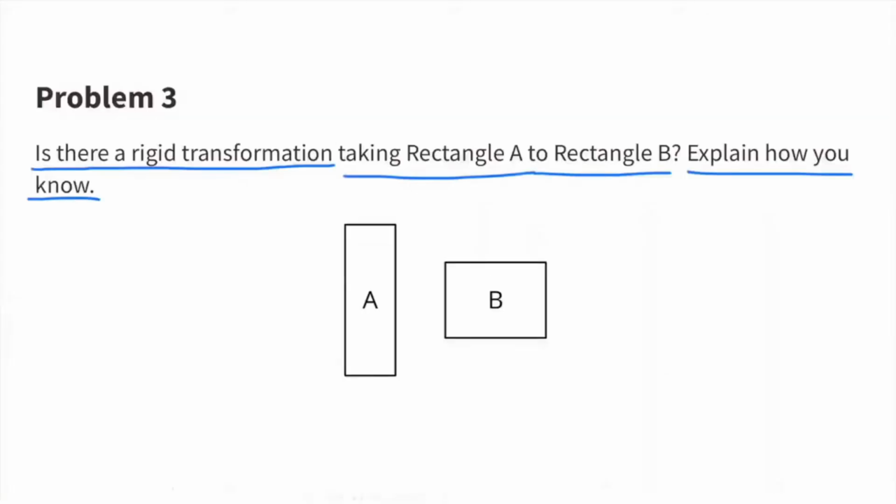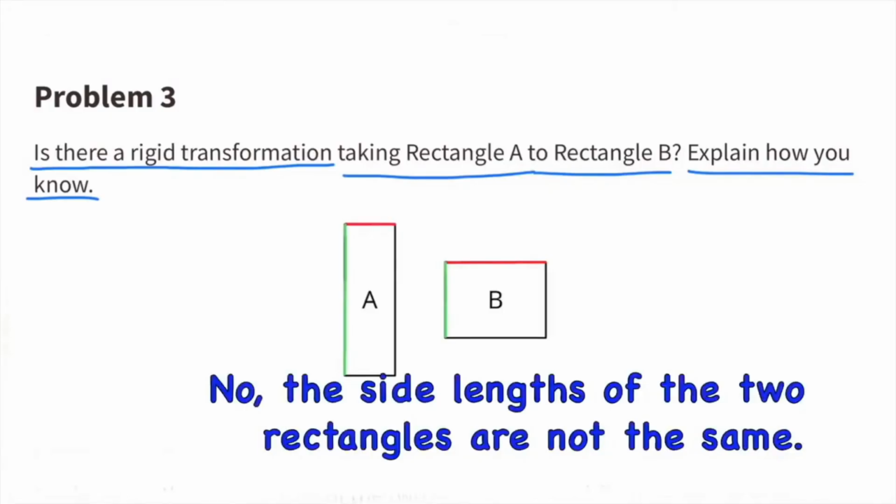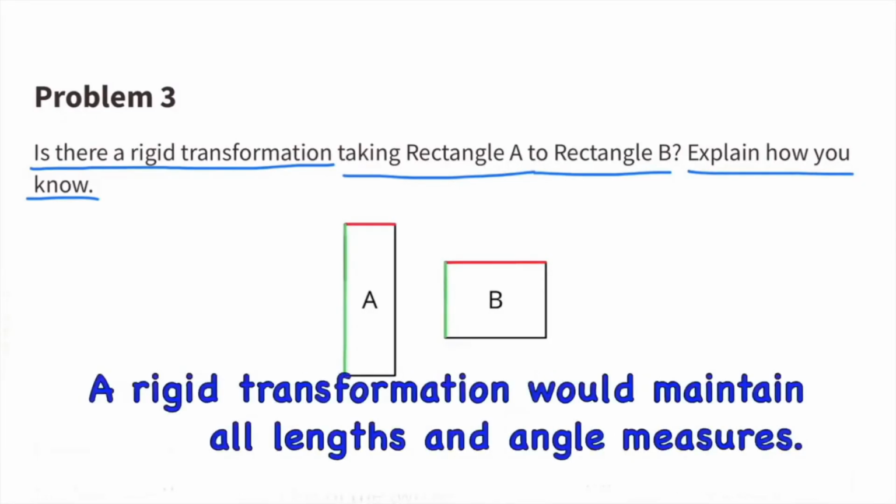Number 3. Is there a rigid transformation taking rectangle A to rectangle B? Explain how you know. First, take a look at the corresponding lengths in green and the corresponding lengths in red. There is no rigid transformation taking place because the side lengths of the two rectangles are not the same. A rigid transformation would maintain all lengths and all angle measures.